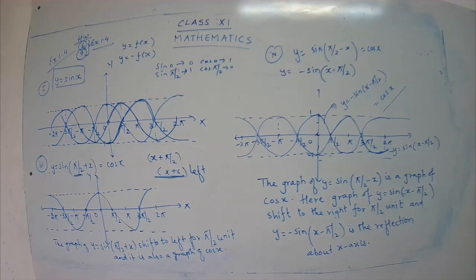So your homework is sum number 6 and 7. We have one more sum left out in this exercise that will be continued in the next class. So we just stop over here.